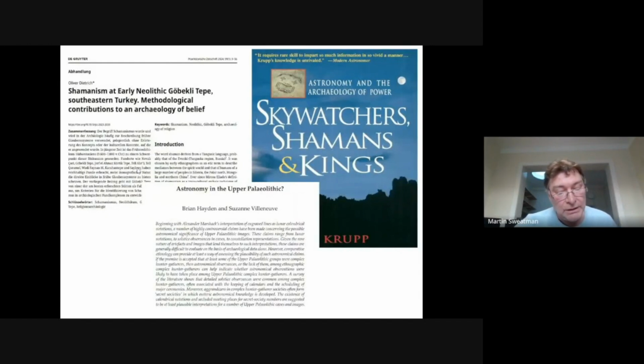Now this should not be very surprising. It's frequently argued that the symbolism at Gobekli Tepe is consistent with shamanism, and there are well-established associations between shamanism and astronomy. See, for example, Ed Krupp's book. Moreover, Hayden and Villeneuve find good evidence that complex hunter-gatherers, even in the Paleolithic period, before Gobekli Tepe, often tracked the solstices and equinoxes. And the people who built enclosure D are probably complex hunter-gatherers.